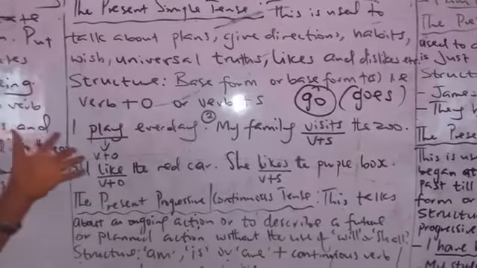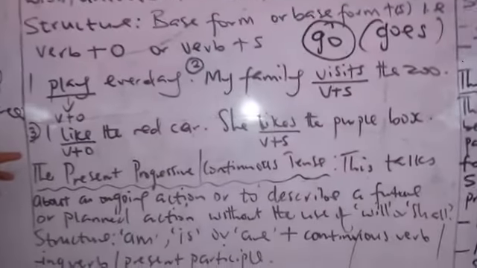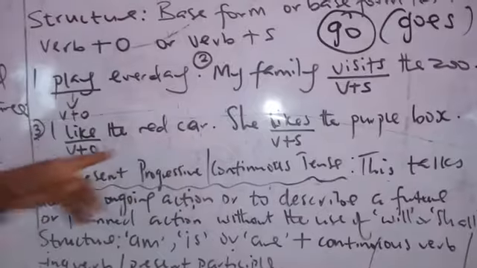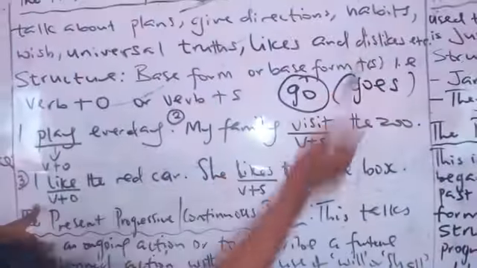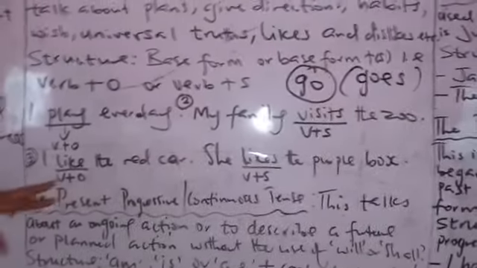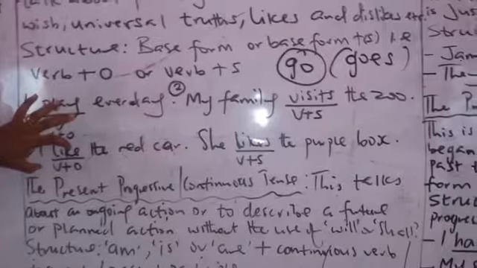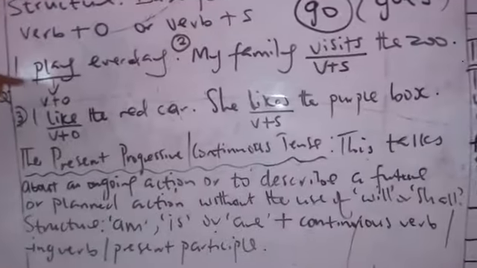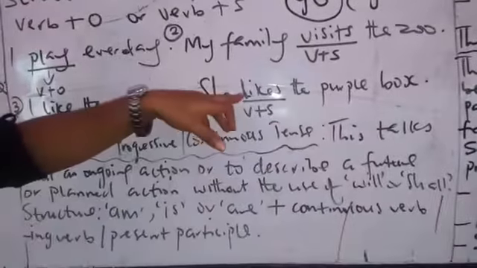The next one is I like the red car. I like the red car. Remember I said it could be used to talk about likes and dislikes. So I like the red car is a like, a preference. The like hasn't got an s because the same rule applies here. She likes the purple box. This like has got an s. Base form plus s.